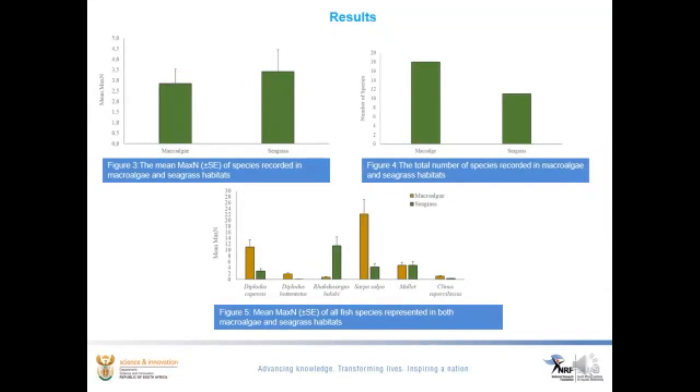A total of 24 species were recorded in both habitats combined. 6 species were common between the two habitats, 12 species were only recorded in macroalgae, while 5 species were only recorded in seagrass.